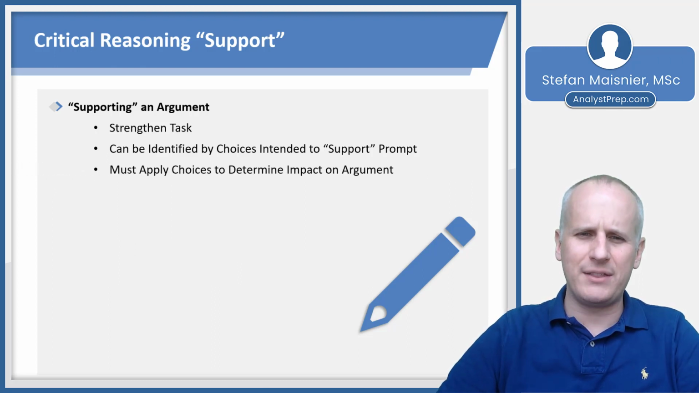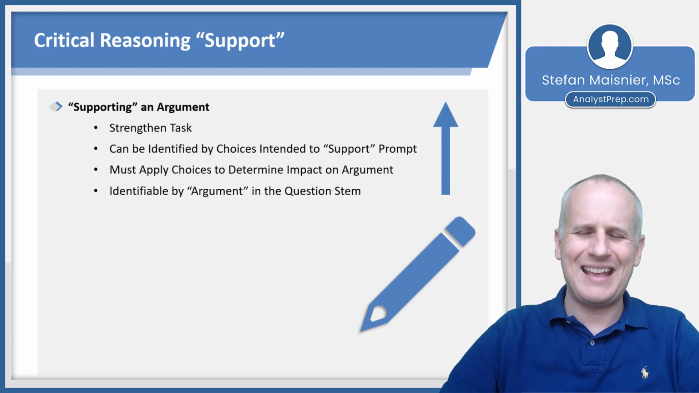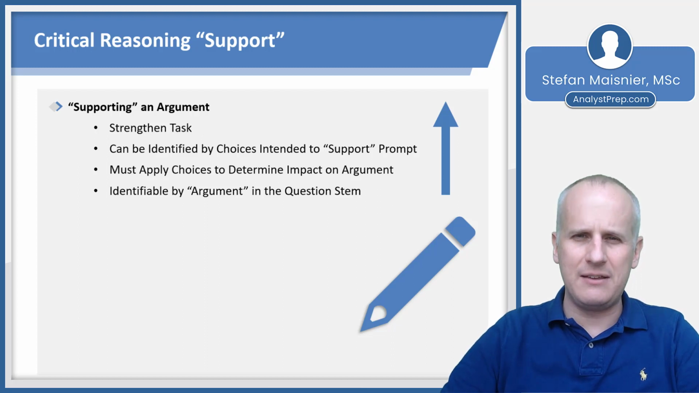You have to apply the choices as true to determine the impact on the argument's conclusion in the paragraph. And oftentimes, the supporting an argument task is going to be identifiable by the word argument in the question stem. And ultimately, if you have to take the support and go up into the argument or the paragraph to determine whether the choice does effectively support that paragraph, you're looking at a strengthen question ultimately, even though we're using the somewhat ambiguous term of support.